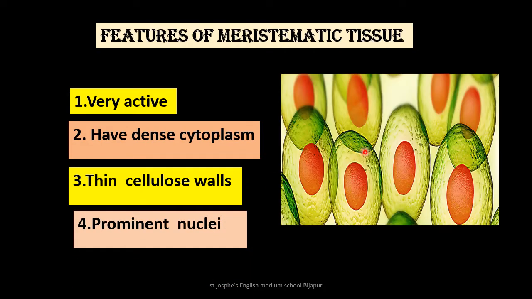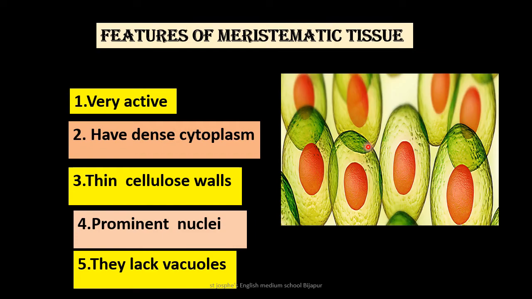The fourth point is, as you can see, the dark central part, this is the nucleus, and it is very prominent, it is very dark, it is highlighted. So meristematic tissues have prominent nuclei.